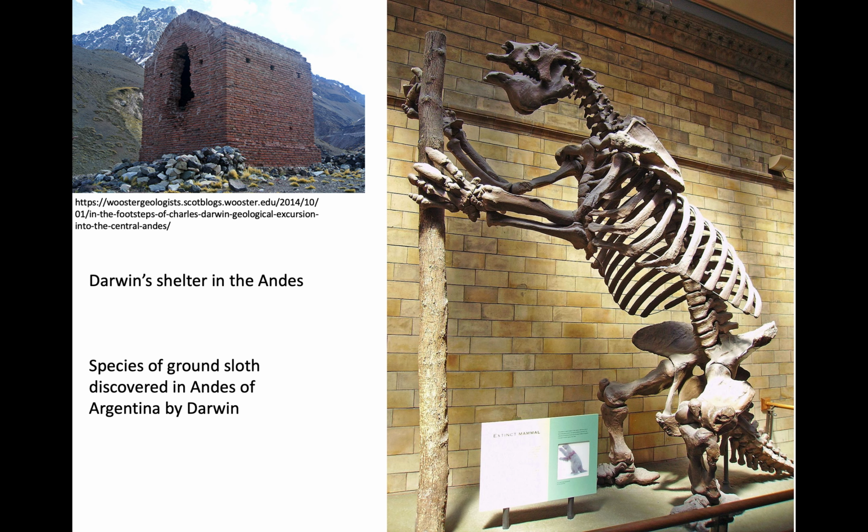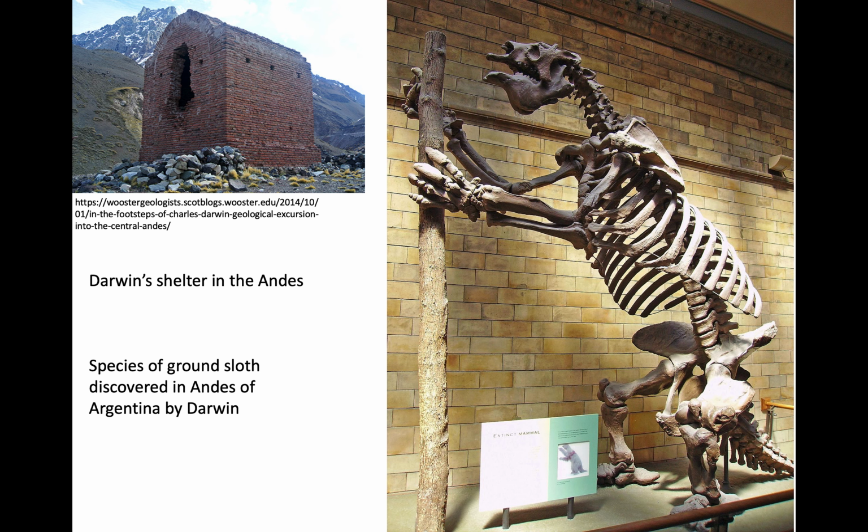This is the giant ground sloth. We've talked a little bit about this fossil, but I wanted to talk to you a little bit more. So Charles Darwin actually discovered this particular species here. Darwin lived for quite some time in the Andes of Argentina. Here is an actual image of the shelter that he lived in during this time. This was during his voyage on the Beagle when they were essentially staying in Argentina for a little bit.